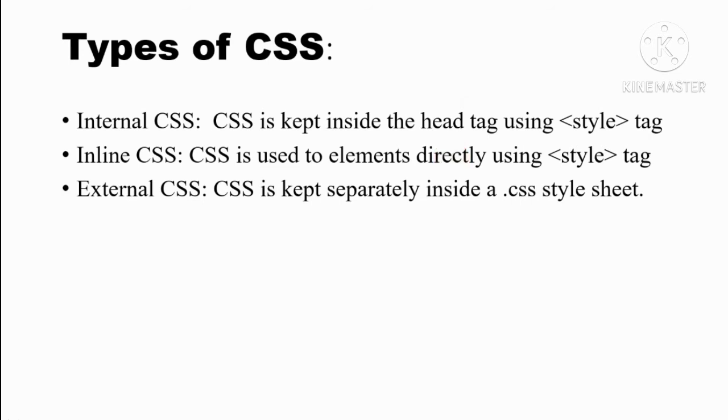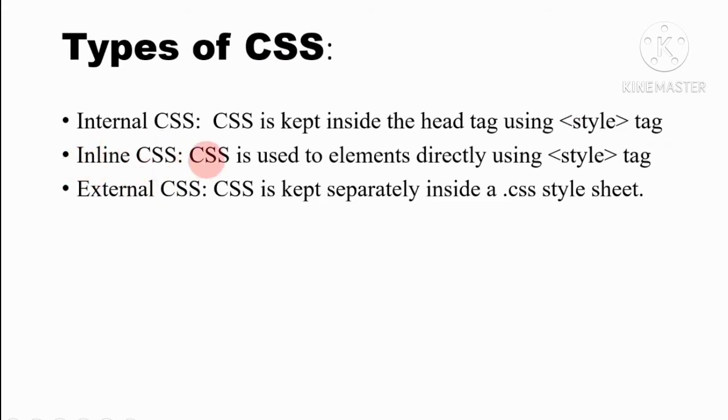Next one is types of CSS. There are different types of CSS you can add in your HTML page. Number one is internal CSS. Internal CSS means you use your CSS within the head tag, and you use the style tag for this CSS, through which we can identify that this is the CSS.